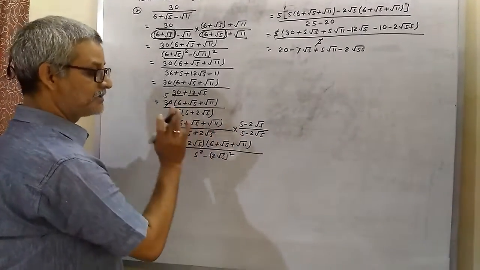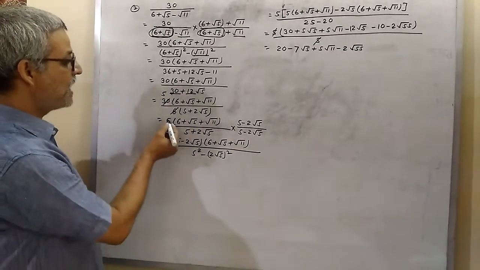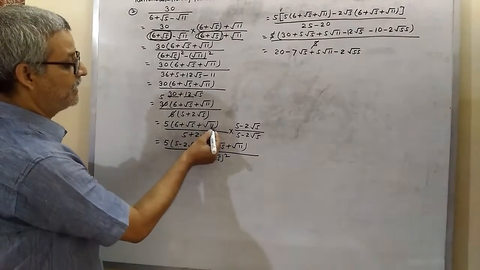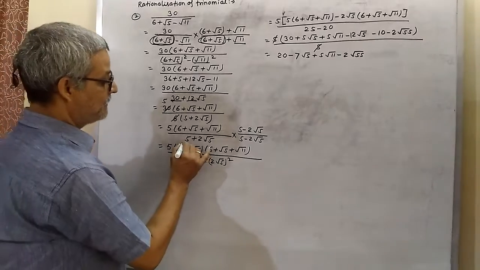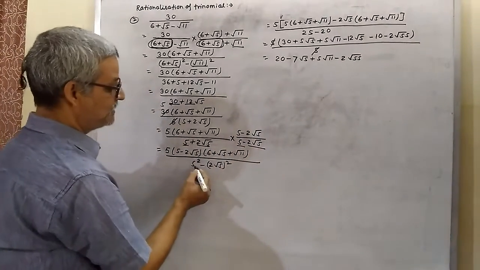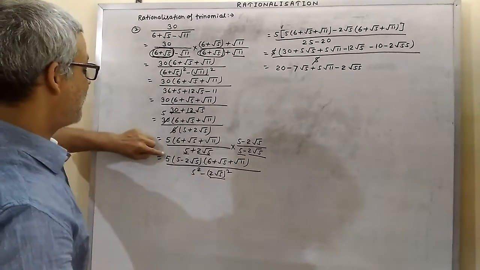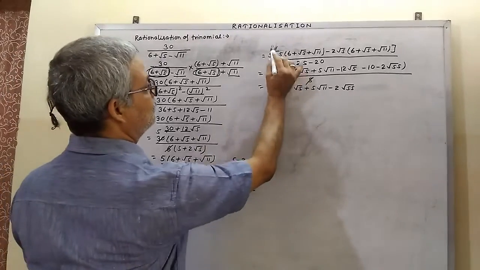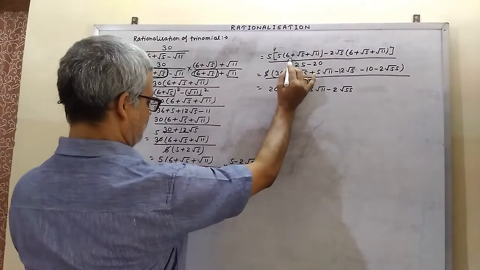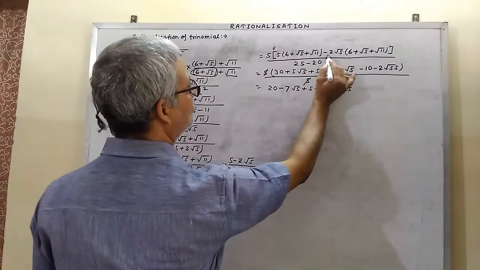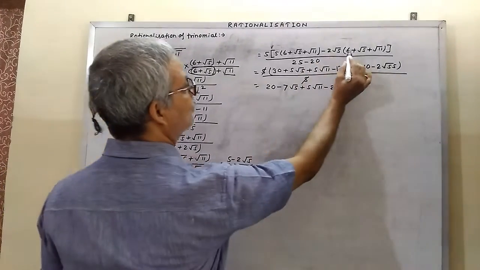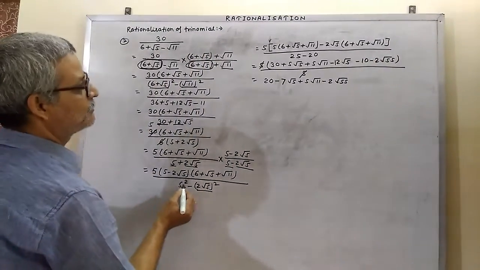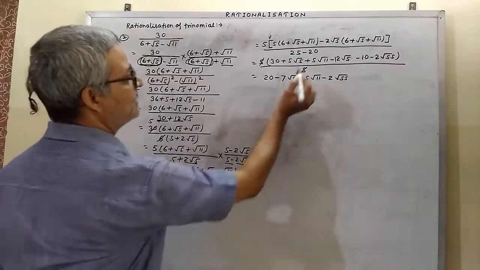Here the long multiplication, carefully you multiply. 5 into 5 minus 2 root 5 into 6 plus root 5 plus root 11, divided by, again, a plus b into a minus b, that is a square minus b square. Now 5 into 5 minus 2 root 5 into this. So use a big bracket: 5 into 6 plus root 5 plus root 11, bracket close, minus 2 root 5 into 6 plus root 5 plus root 11, bracket close, big bracket close, divided by 5 square is 25 and 2 root 5 square is 20.